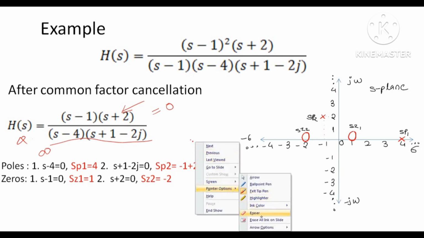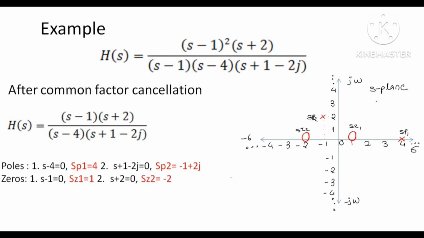Now in this video only we are going to see the s plane. Here s is a complex variable, that is sigma plus j omega. In this, sigma, or damping factor, is represented on the x-axis and j omega on the y-axis. So this is your s plane. Poles and zeros are represented on the s plane.